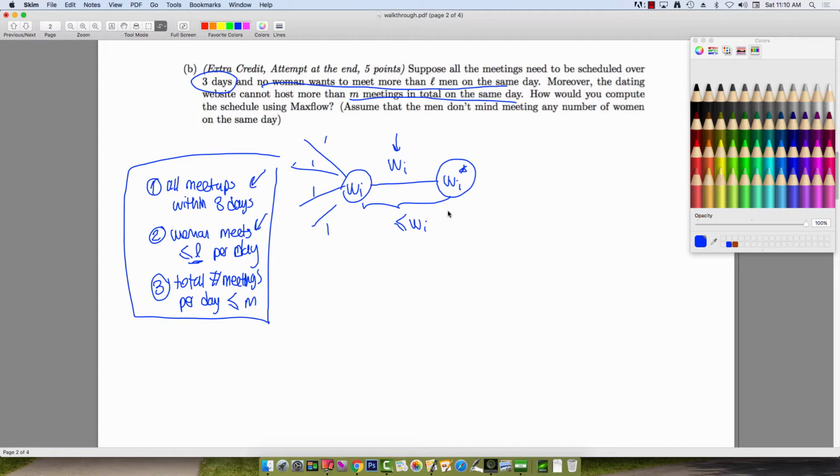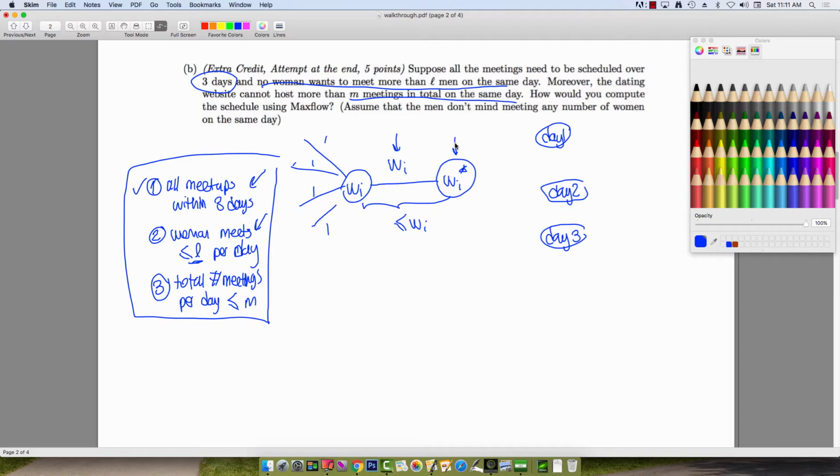Okay, so once we get to this node, we still have WI many people that this woman wants to meet. Now we have to make sure that within the 3 days that we have, no more than L meetings are going to happen. So in order to do that, we're going to just create days, say, day 1, day 2, and day 3. So first of all, for this woman, we just took care of the first constraint, that all the meetings are going to happen within 3 days.